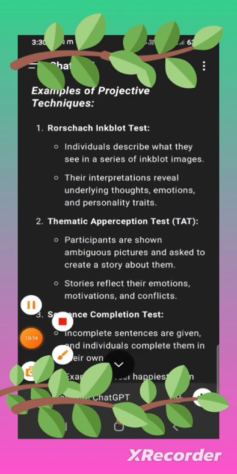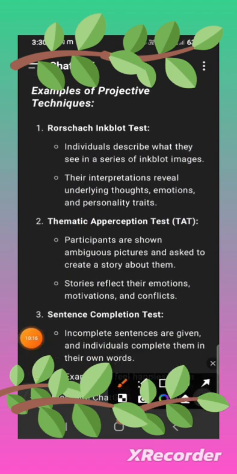Examples of projective techniques: Rorschach ink blot test. Individuals describe what they see in 10 ink blot images. Responses reveal deep-seated thoughts, emotions, and personality conflicts. Thematic Apperception Test (TAT). Individuals are shown ambiguous pictures and asked to create a story. The way they interpret the images reflects their fears, desires, and motivations.